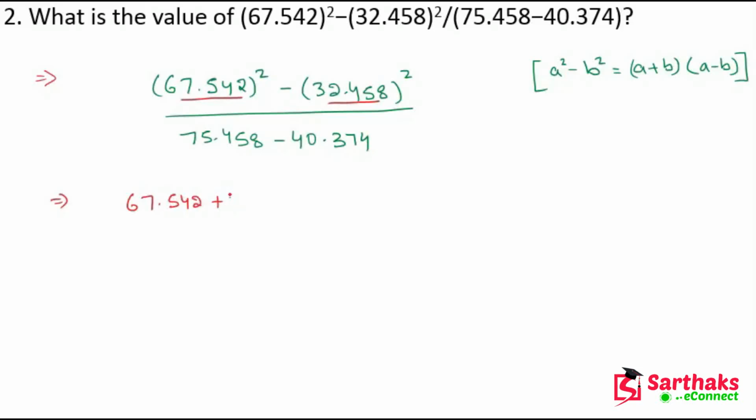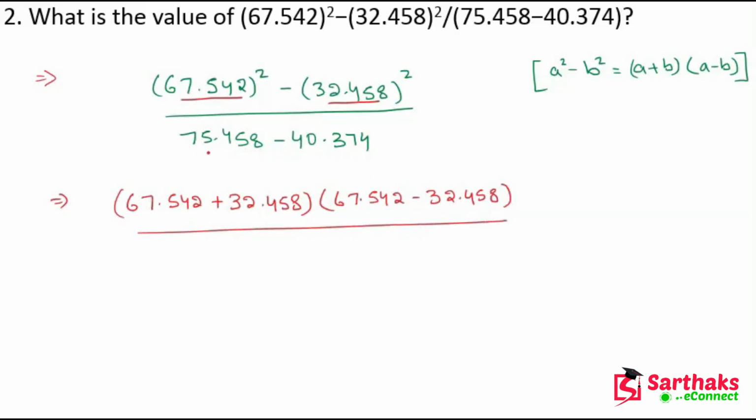So we can write it as 67.542 plus 32.458 into, here is a plus b and we have to write a minus b, means 67.542 minus 32.458. Okay, and if we subtract this, we get 35.084. We get what? 084. Got it, my dear friend?